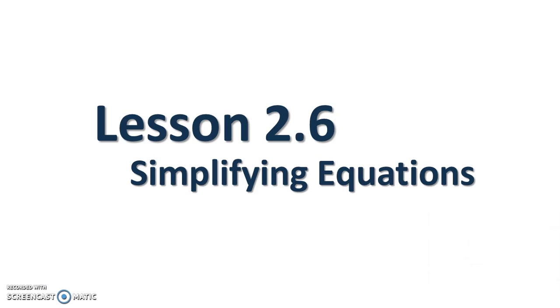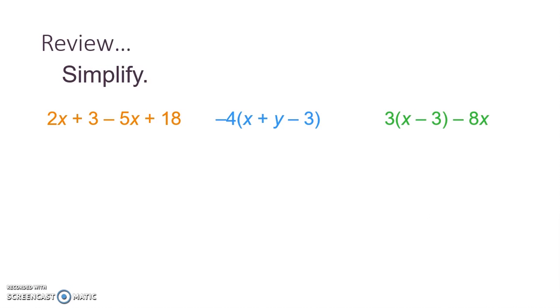So, quick review of just simplifying equations. Actually, these are expressions. There's no equal sign. So simplifying our expression, we need to combine our like terms. So I have a 2x and a negative 5x, which will give me a negative 3x. And I have a positive 3 and a positive 18, which will give me a positive 21. Let's check ourselves, and that is correct.